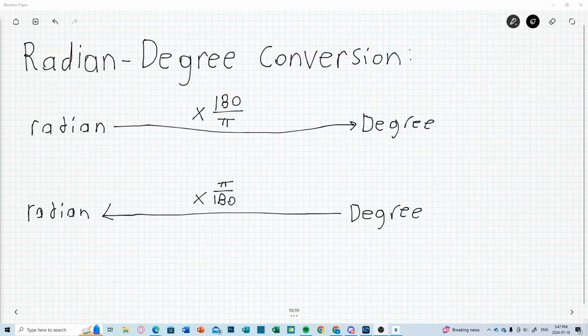Alright, welcome back everybody. Today we're going to be doing the conversions from radians to degrees and degrees to radians. So if you start off with a radian and want to get it to degrees, what you're going to do is multiply whatever angle you have in radians by 180 divided by pi. And if you have an angle in degrees and you want to make it radians, what you're going to do is multiply it by pi divided by 180.